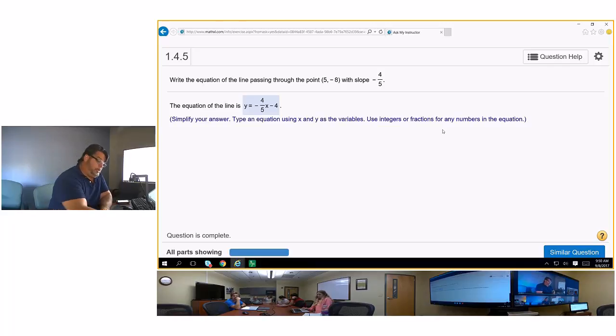So, slope m is equal to negative 4/5, and the point is 5 and negative 8. And yes, this is a test question.